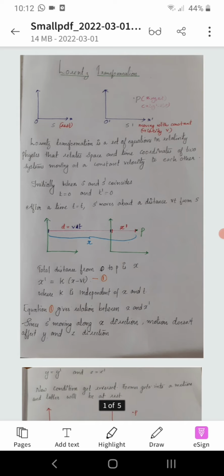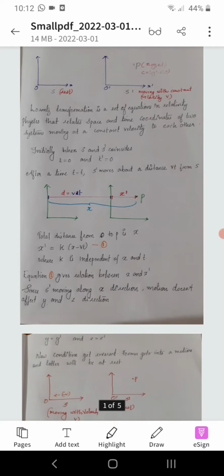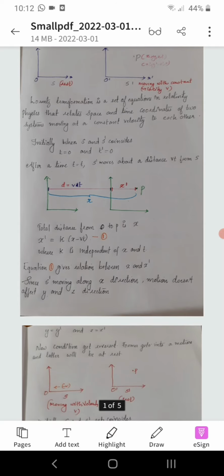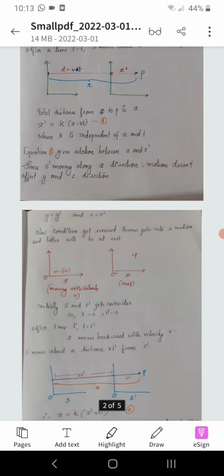Since S dash is moving along the x direction, the motion doesn't affect the y and z directions. So from that we can write y is equal to y dash and z is equal to z dash. Now the initial condition gets reversed. That means the former gets into motion and the latter will be at rest. Initially S is at rest and S prime is moving with a constant velocity. Now the condition is reversed and S prime is at rest while S is moving with a constant velocity v.